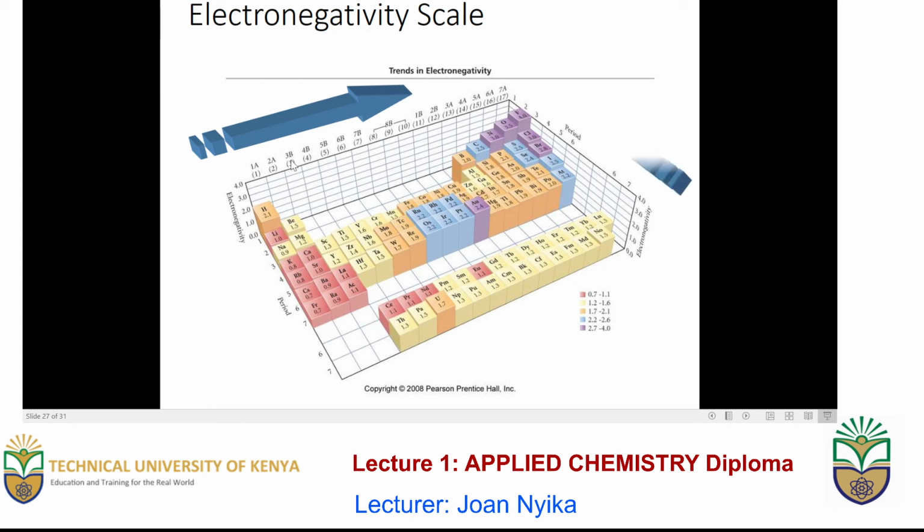We are also saying that electronegativity tends to decrease from top to bottom. Therefore, hydrogen has high electronegativity compared to francium. So generally, when you look at the periodic table, fluorine, which is in group 17, has the highest electronegativity, while francium, which is in group 1 and period 7, has the least electronegativity compared to all other elements.